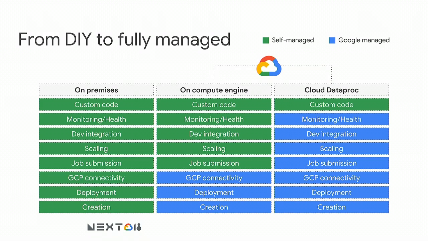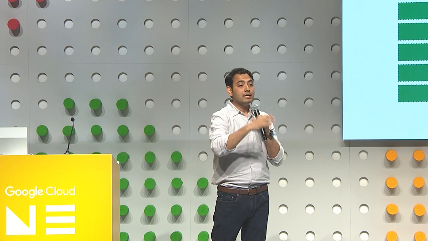And Dataproc is an interesting service. There are a couple of options for companies to run Hadoop and Spark jobs on Google Cloud. One is if you're running it on-premise, you pretty much do everything for running a data processing job. You write custom code, you do monitoring of the health of the cluster, scaling, job submission, connectivity, deployment, everything pretty much. Then if you choose to move your Hadoop and Spark job as a VM option on GCE, Google Compute Engine in Google Cloud, you still do a bit of automation. Connectivity, deployment, creation, those steps are taken care of by Google Cloud, but the rest of the things you still have to do as a company.